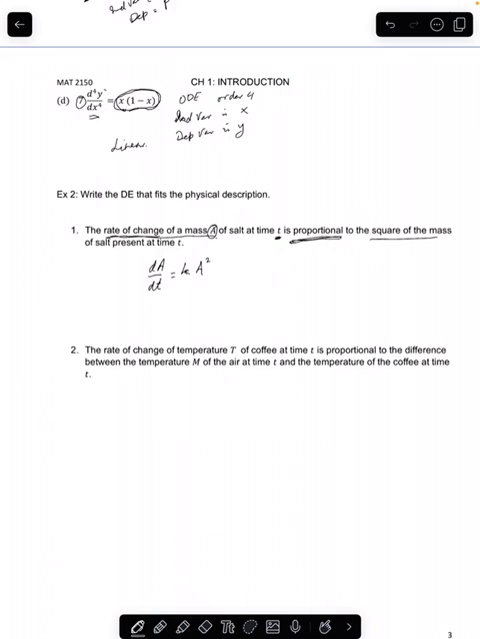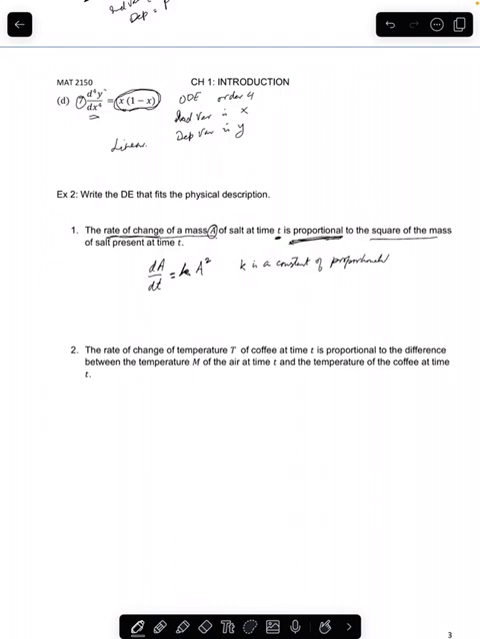So whenever it says proportional to, what we do is put an equal sign and put a k here. If it would say the rate of change of mass is equal to the square of the mass of salt, then we would just say dA by dt is equal to A squared, and we wouldn't put a k. But k is coming, little k, because of the proportionality, and k is a constant. Or we sometimes call it the constant of proportionality.